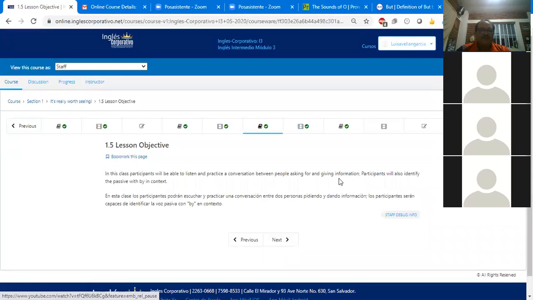Now, Sergio, can you please read the lesson objective? In this class, participants will be able to listen and practice a conversation between people asking for and giving information. Participants will also identify the passive with by in context. Remember, yesterday we were talking about the passive voice and using by, right? For example, this book was written by my sister, because we wanted to know who was the doer of the action. So here is a conversation.